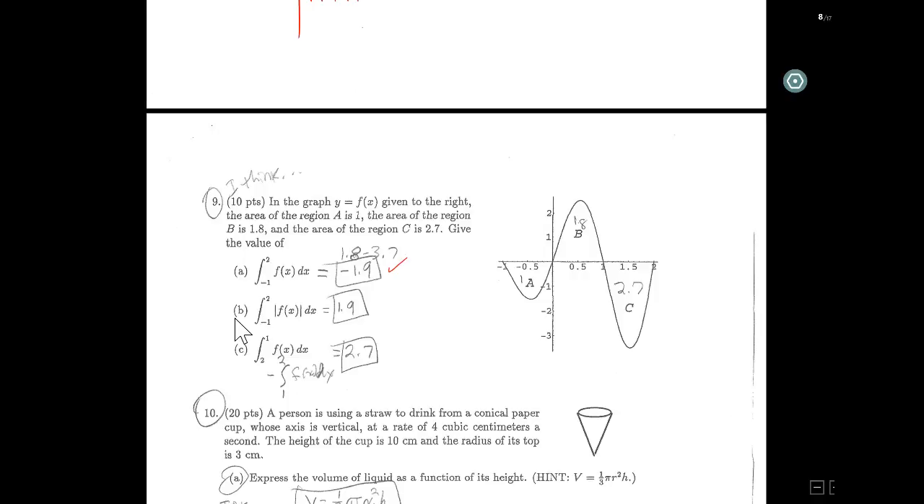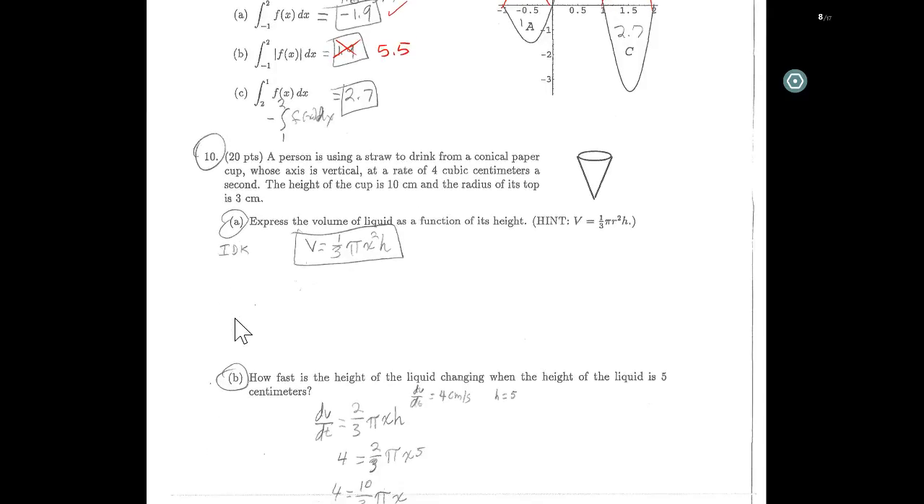Yes, that's right. For the absolute value, that's going to make all the areas positive. So that would be kind of like if these all became positive. So that should be 1 plus 1.8 plus 2.7, so actually this one should be 5.5. And then from 2 to 1, when the bounds are switched, you do want to change that. And then from 1 to 2 is negative 2.7, so you made it positive. That looks good.